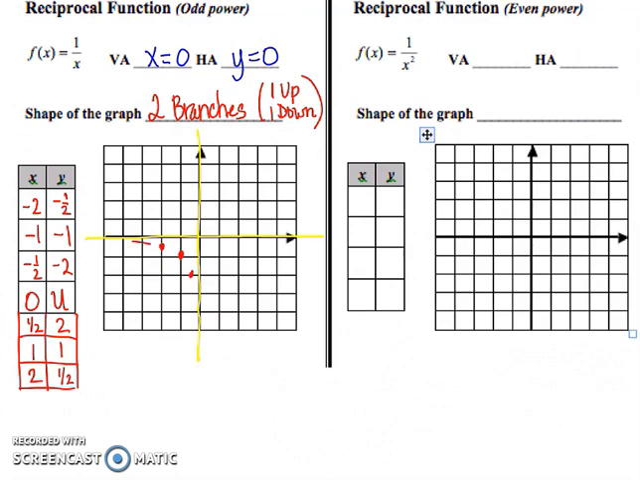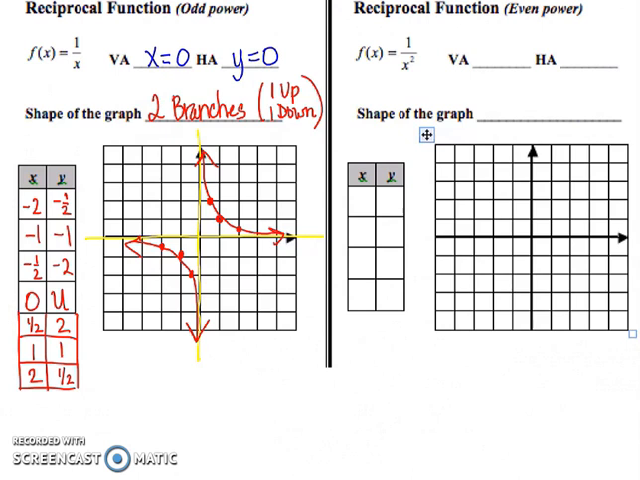So this is our down branch or our lower branch here. And then we have that undefined zone in the middle where our asymptotes intersect. And then when x is positive 1/2, y is 2. When x is 1, y is 1. And when x is positive 2, y is positive 1/2. So this is our upper branch, or it's above our x-axis. So that is what a reciprocal function with an odd power is going to look like.